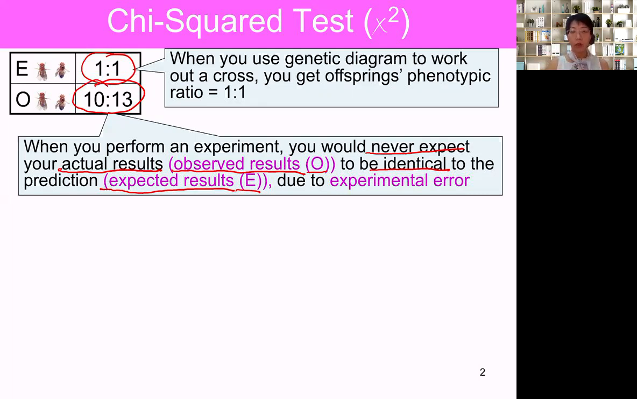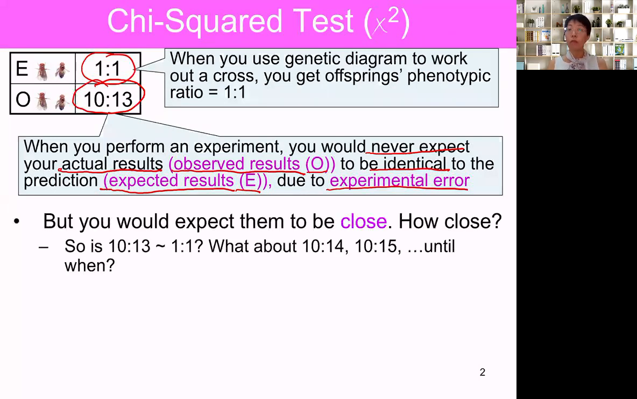Why is it not identical? Because in every experiment, there will be experimental error. For example, the eggs did not hatch, or the flies did not mate, or the flies died before laying eggs, or the larva died inside the food that you provide to them, the jelly-like fruit. So a lot of reasons. These are all the experimental errors. So your observed phenotypic ratio will not be exactly the same as the expected ratio because of the experimental error. But you expect them to be very close.